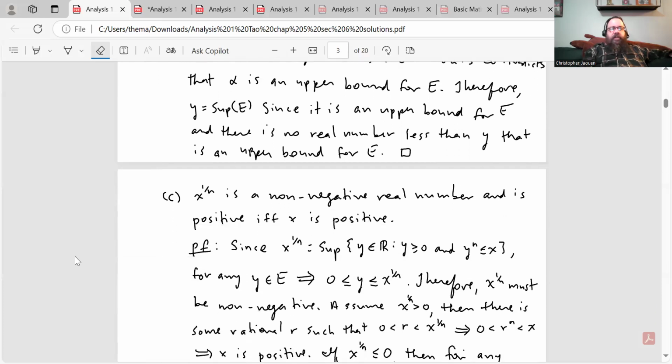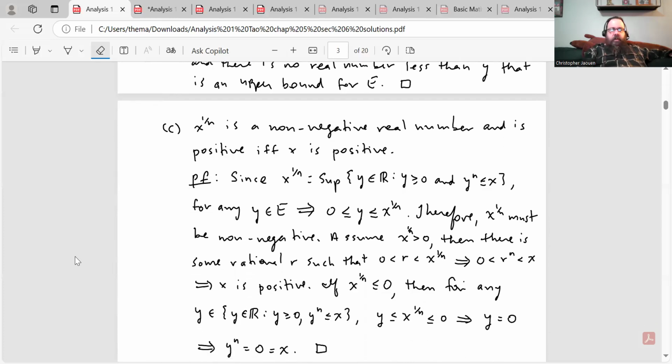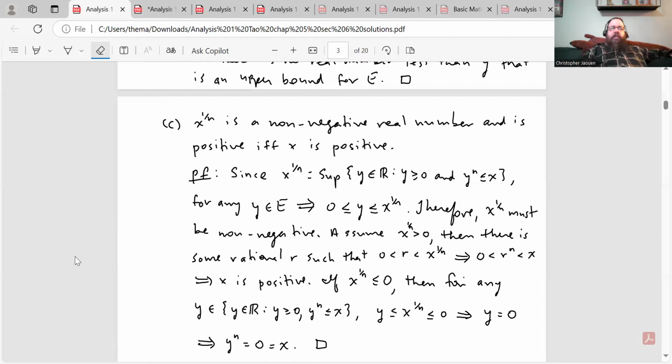Okay, part C says x to the 1 over n is a non-negative real number and is positive if and only if x is positive. Since x to the 1 over n is the supremum of that set, that's how we defined x to the 1 over n. For any y in E, that implies y is greater than or equal to 0 and less than or equal to x to the 1 over n. Therefore, x to the 1 over n must be non-negative.